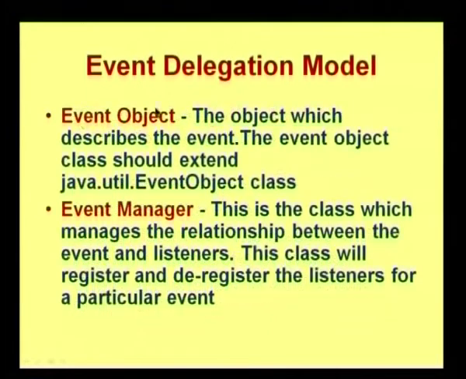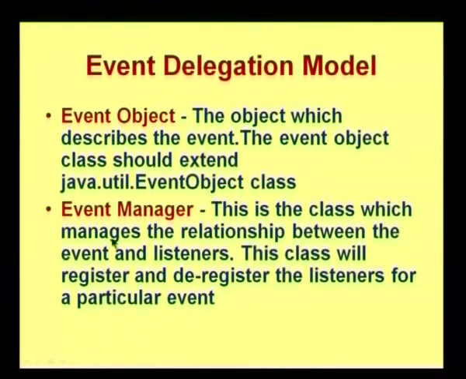Next is the event object, the object which describes the event. It may be an action event, a mouse event, or an item event. Based on the action that is done, your particular event will be raised. Here, the event object should extend the java.util.EventObject class. Then your event manager is the class which manages the relationship between the event and the listeners. This class will register and deregister the listeners for a particular event.